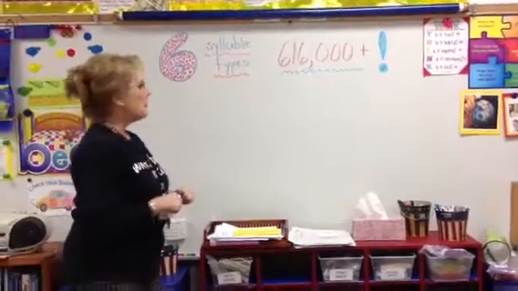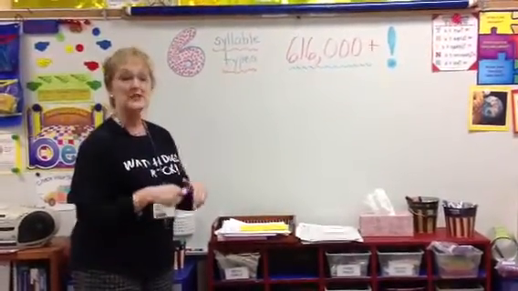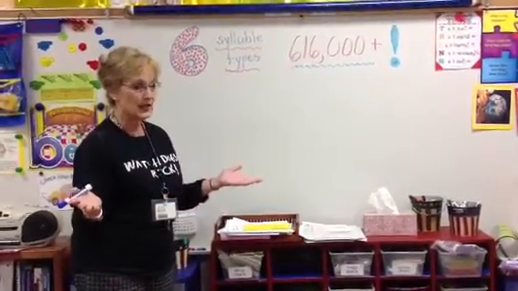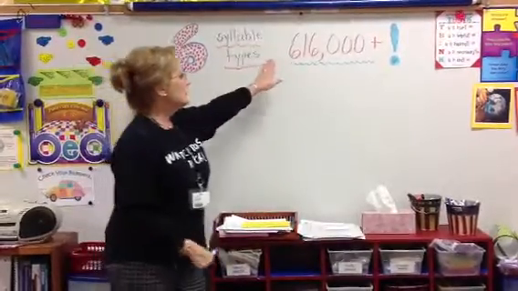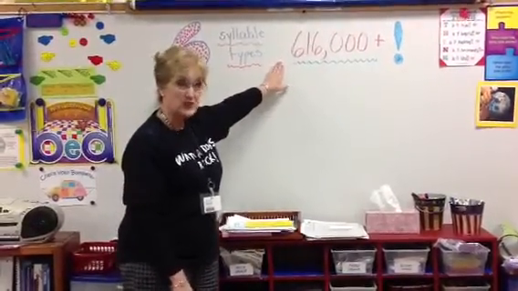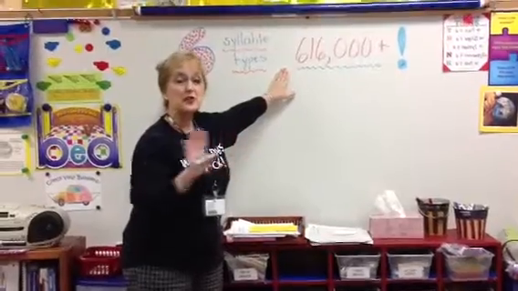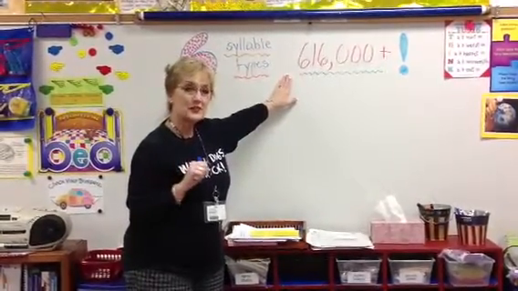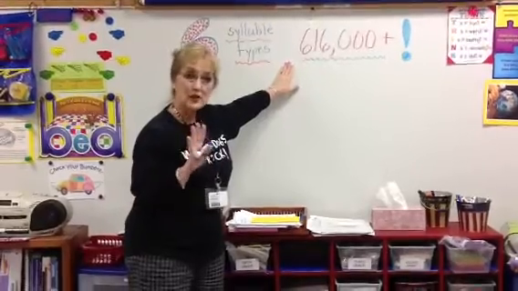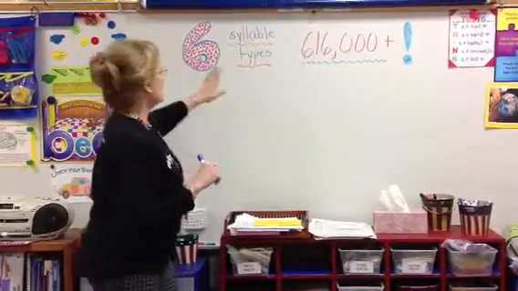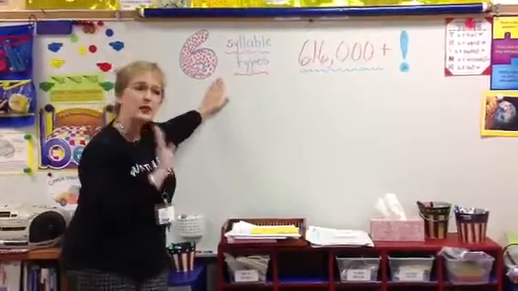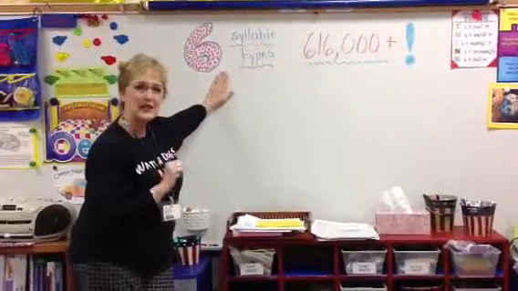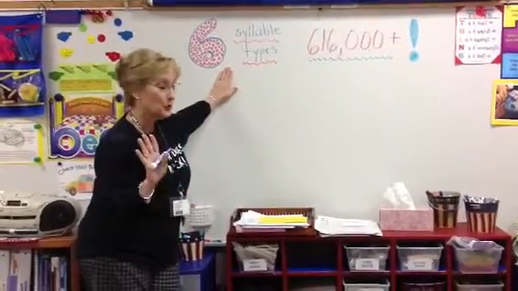Today I want to talk about the 6 syllable types that help us read any word in the English language. There are over 616,000 words in the English language. That is more than any other language in the world, so we need help. English is a difficult language to not only learn, but to read. So, there are 6 syllable types that if we learn what they are and the rules that govern each, we can read any word in the world.